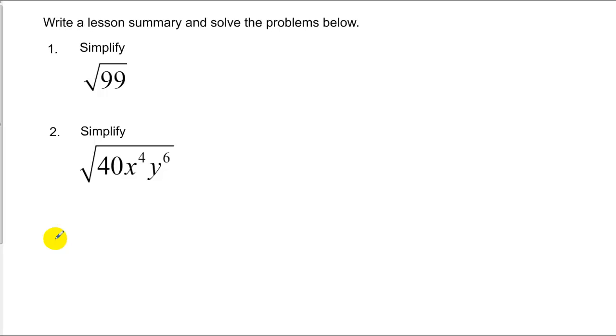And that's pretty much all we've got. Fill out your lesson summary and solve these problems below, and we'll chat more about this tomorrow.